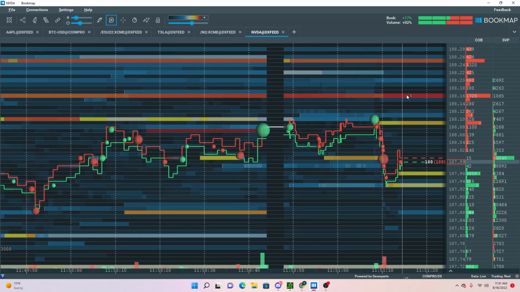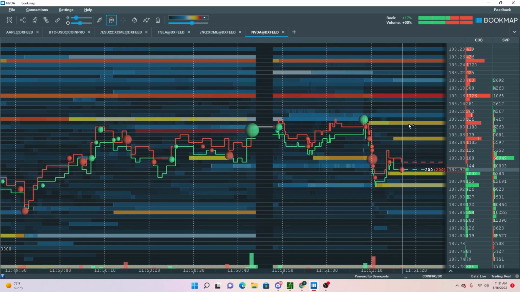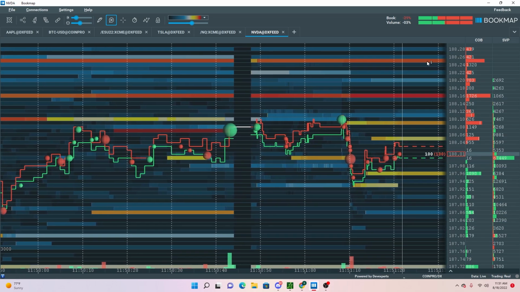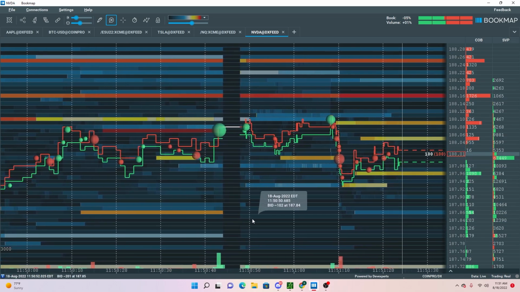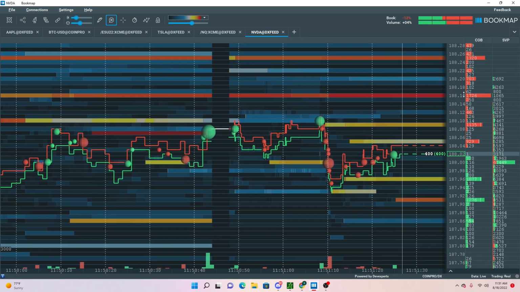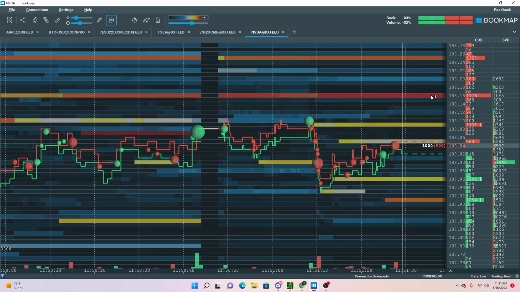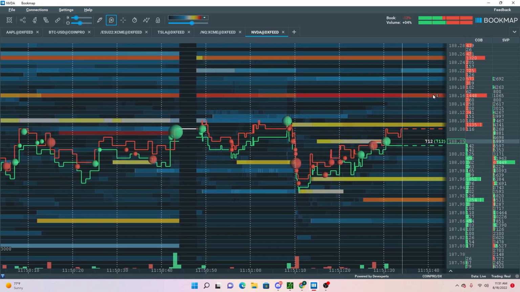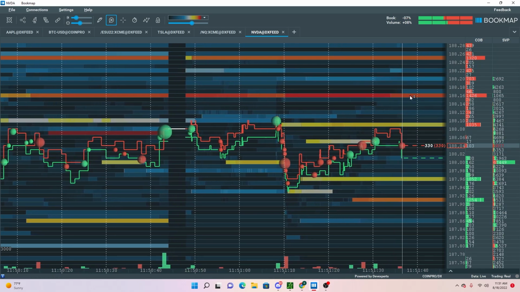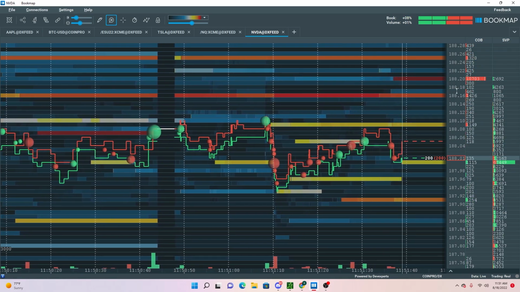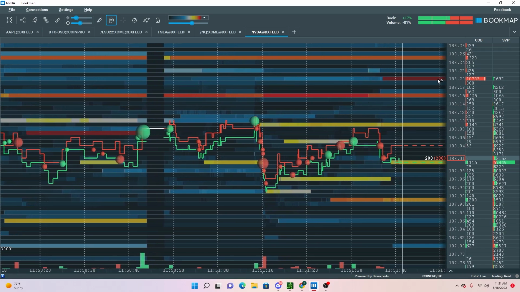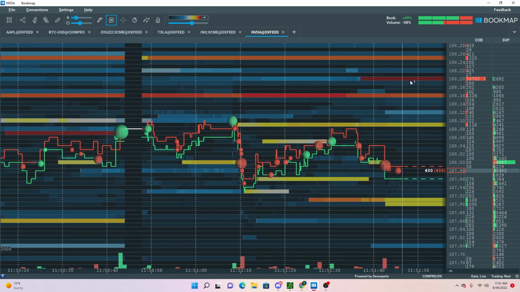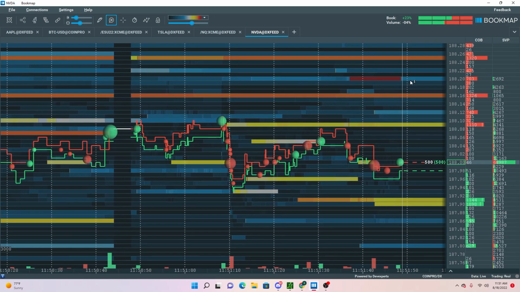In order to identify resistance, what you want to look for is these yellow rectangles, the red rectangles, and the orange rectangles, whether it be to the upside or to the downside. Typically what these are, so we're looking at the red rectangle up here, since Nvidia price is all the way down here, these are passive sellers just sitting here waiting to unload Nvidia at 188.16. Now, as we can see at 188.20, we have tons of sellers sitting right here, again, passive sellers waiting for their order to get filled.